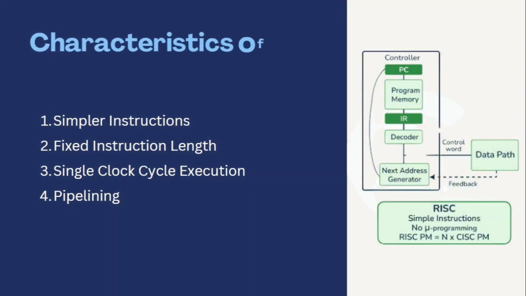Now let's move on to the characteristics of RISC. Number 1. Simpler instruction. This allows for simpler and faster instruction decoding. Number 2. Fixed instruction length. Each instruction is usually the size of one word. Number 3. Single clock cycle execution. Instructions are designed to execute in a single clock cycle, improving efficiency. Number 4. Pipelining. With this, I have covered the basics of RISC.